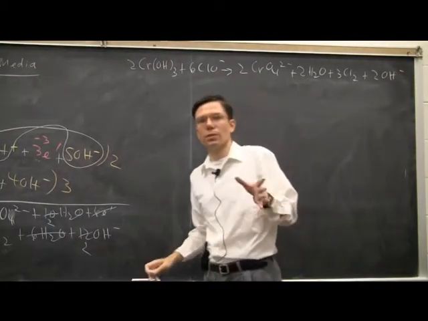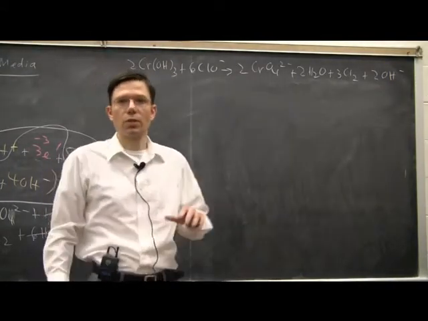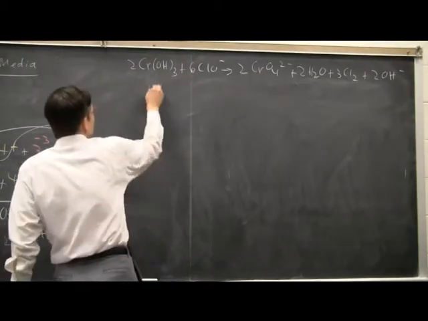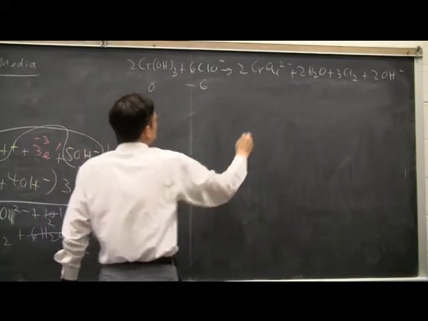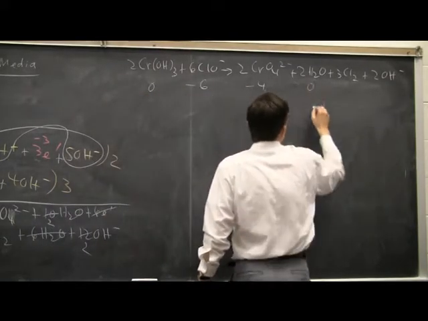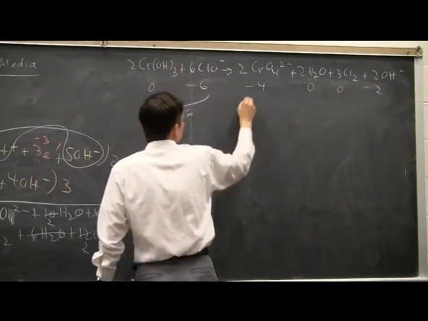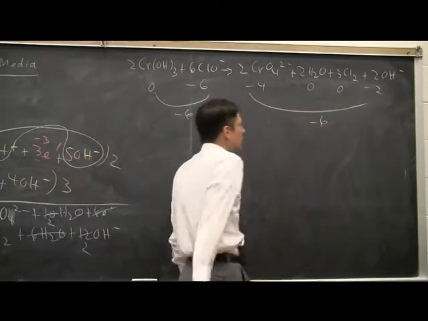Now the other thing we need to do here is to check to see if charge is conserved. In other words, the grand total charge on both sides should be the same. So we have 0, minus 6, we have minus 4, 0, 0, minus 2. So minus 6 overall, and we're all set.